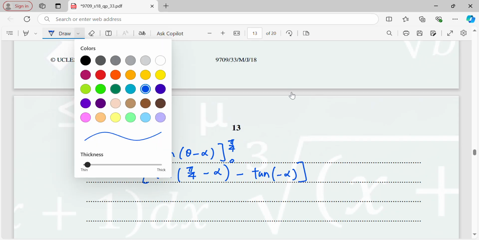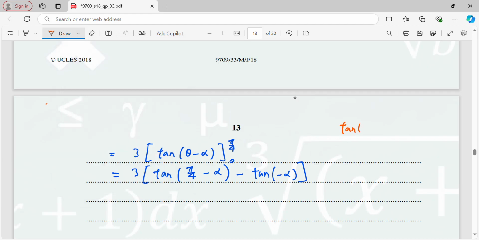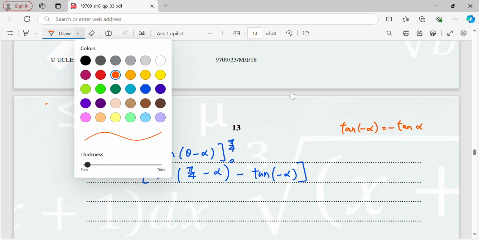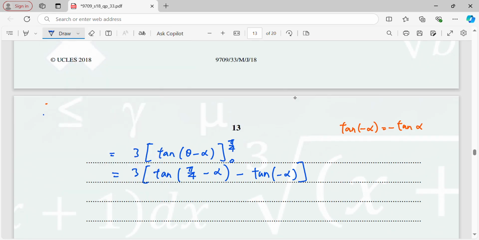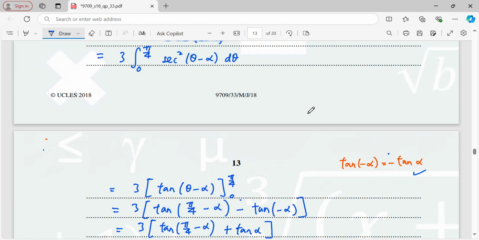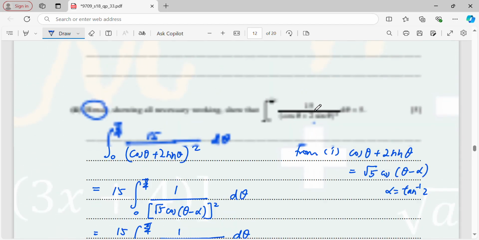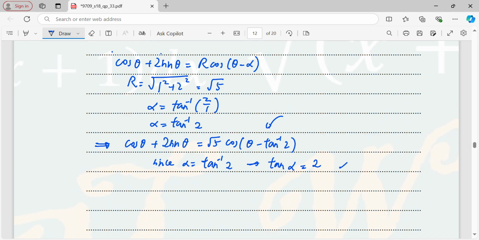And now remember, tangent of minus alpha is minus tangent alpha. This is in the formula list, right? So then from here, I will get 3 of tangent of pi over 4 minus alpha. This minus tangent of minus alpha is negative tangent alpha. So the negative together with the negative becomes positive. Now remember, just now we have found tangent alpha is 2.